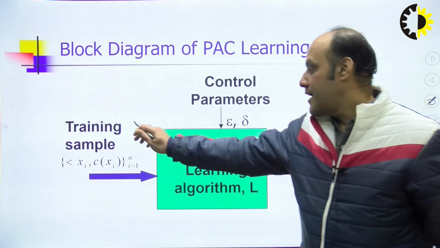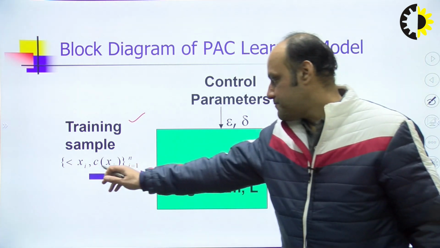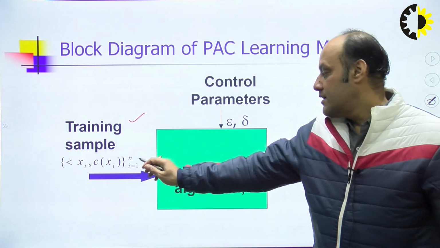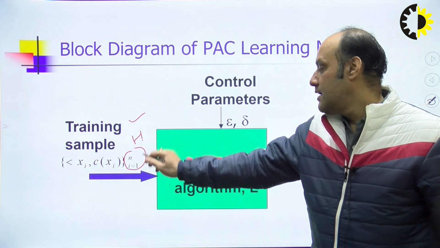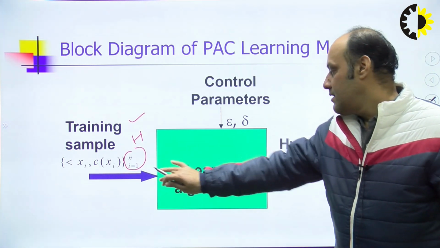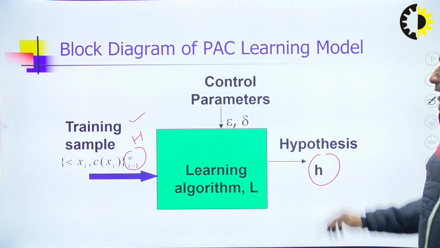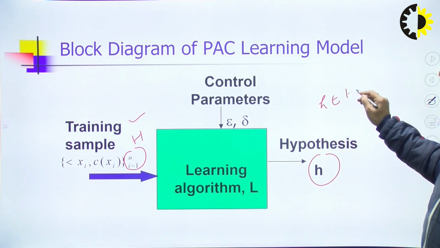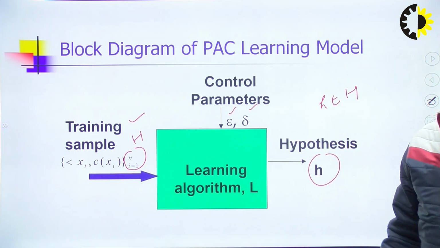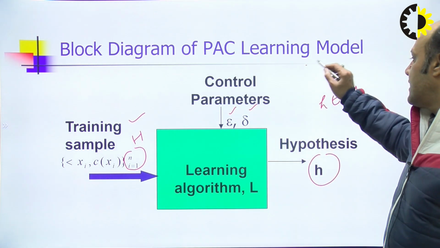So we have a lot of training samples, which come as the set x_i, c(x_i), defined for the hypothesis space H, with i equal to 1 to n. This training example we give to the learning algorithm. This learning algorithm will provide a hypothesis h, and our h will belong to the capital H, and there are two control parameters, the error epsilon and the parameter delta. Okay, so keep in mind this diagram.